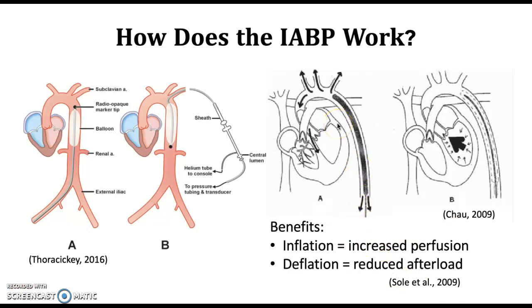Lastly, deflation. That is actually the opposite. Right before systole, the balloon deflates here in B, and that allows the sudden deflation and displacement of the blood that occurred during diastole, which helps to reduce the total pressure in the aorta and decreases afterload and myocardial oxygen demand. So it helps to decrease afterload and also thereby decreases the oxygen demand that the heart needs.